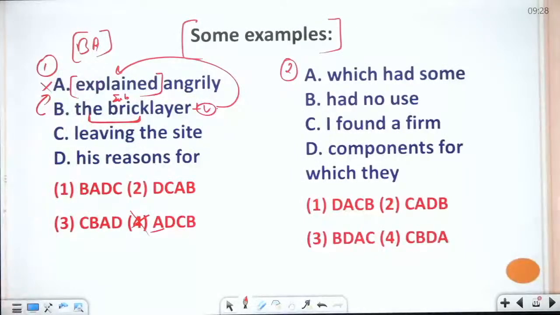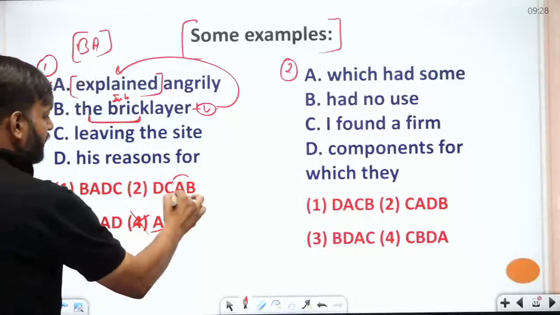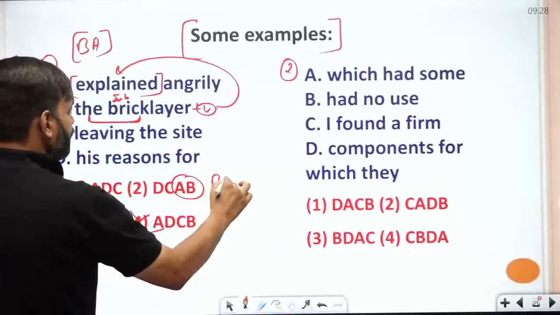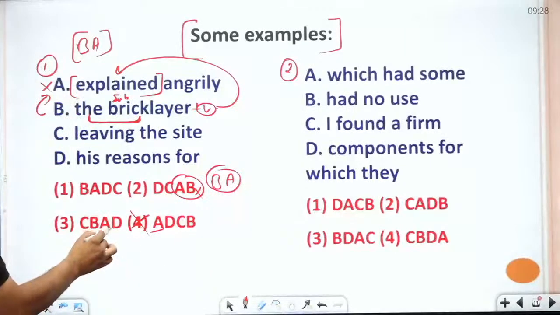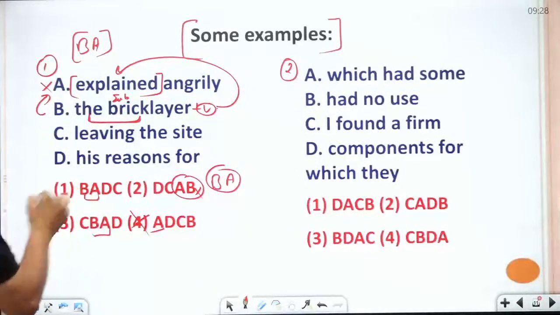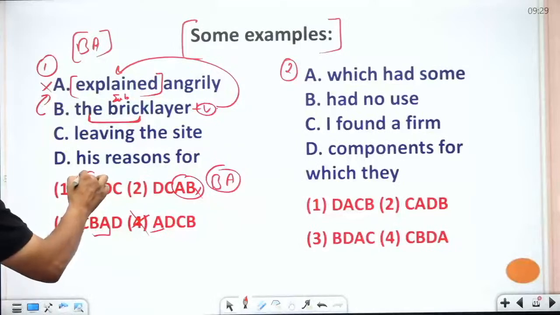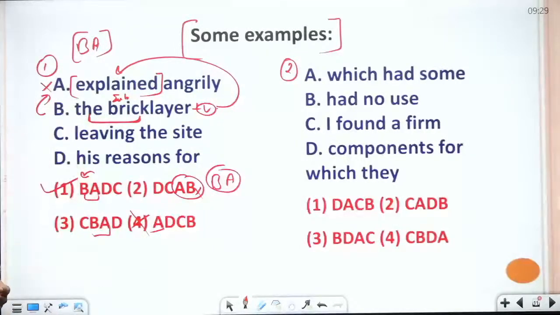So where is B and A? In this option, AB is there. What we have to see? BA. But here AB is there. Here BA is there. Okay, and here BA is there. So we need a subject in the starting of a sentence. So B is in the starting here, so the answer would be 1. BA DC. The bricklayer explained angrily his reason for leaving the site.